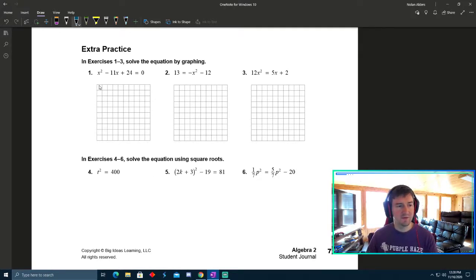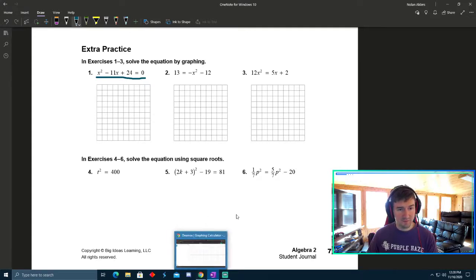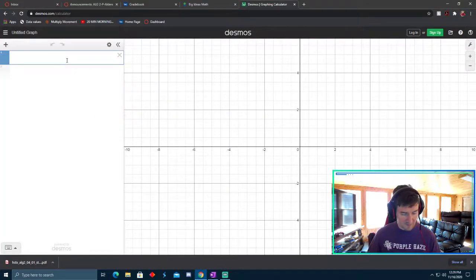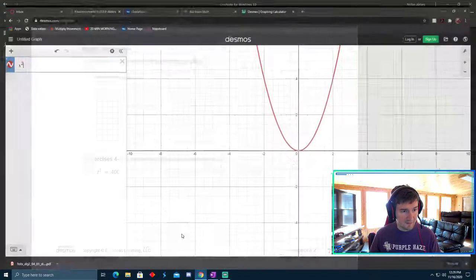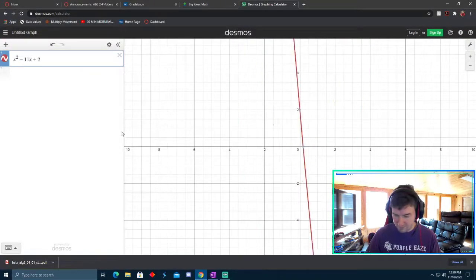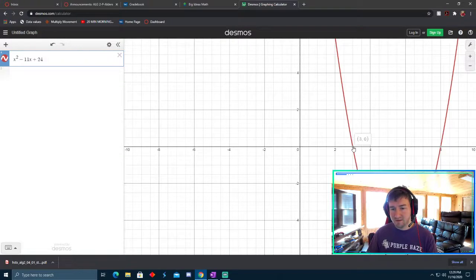But let's take this first one. We can graph this equation and see where it crosses the x-axis, and that's where we're going to have a solution. So we're going to pull up Desmos here, and let me remember what this is. x squared minus 11x plus 24. And we can see it crosses at 3 and at 8. So our solutions for this quadratic equation are x equals 3 and x equals 8.